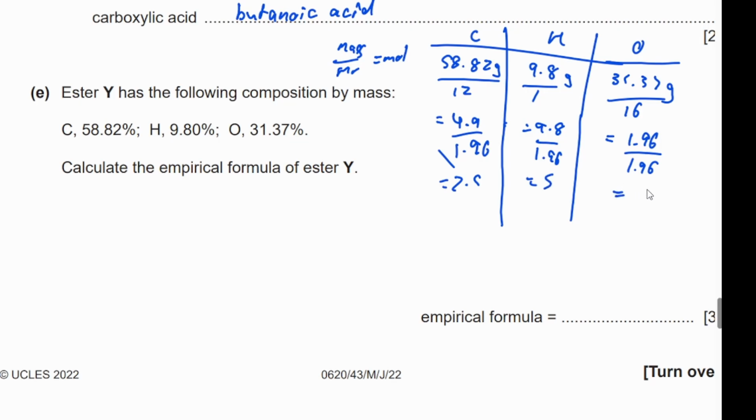Okay, so 2.5 to 5 to 1. You need everything in whole numbers, so therefore the empirical formula would be everything times 2: 5 to 10 to 2. So you have 5 carbon, C5, 10 hydrogen, H10, and 2 oxygen. And this is your final answer.